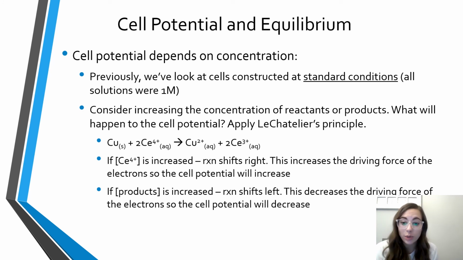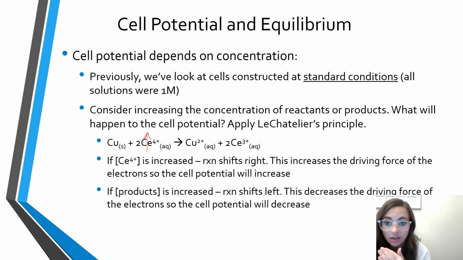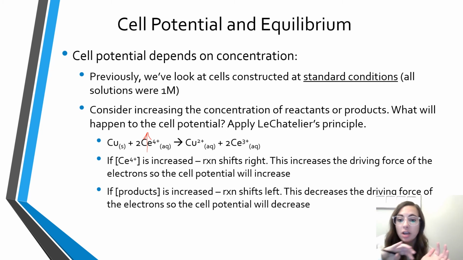All right, so we have a redox reaction, right? I've given you this one here. So if I increase the concentration of cesium 4+, well, if I look at my equation, cesium 4+ is a reactant. So if I increase a reactant, I shift right. Well, by shifting right, I am driving this redox reaction. I'm driving the electrons over to do the reduction. So that is going to increase the cell potential.